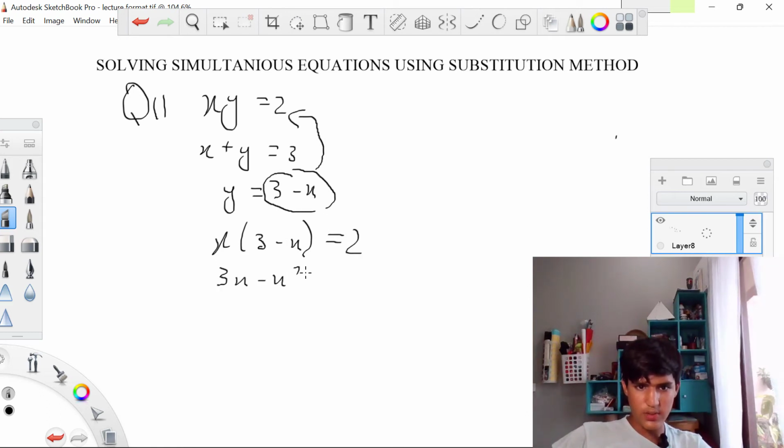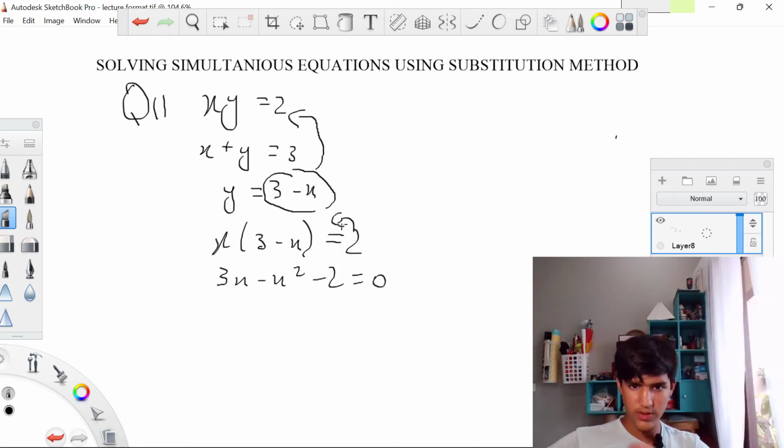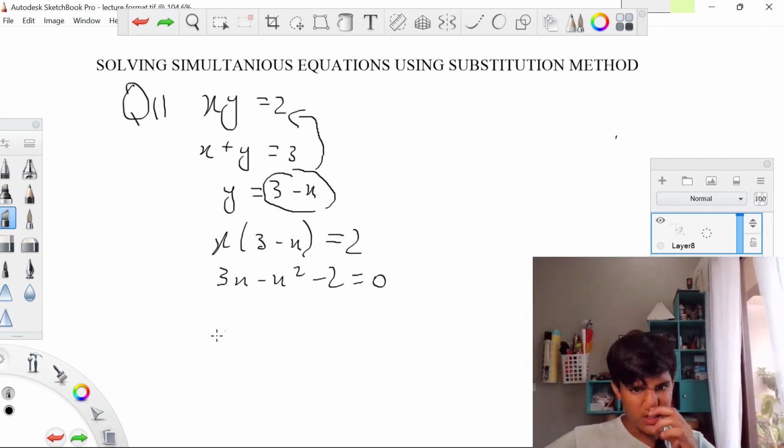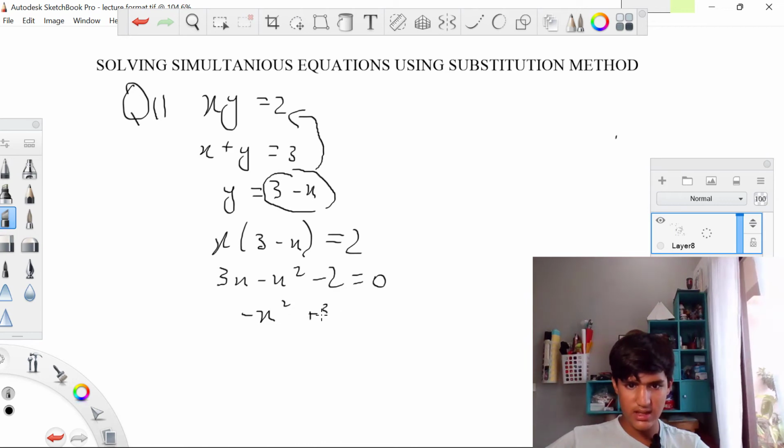3x minus x squared minus 2 is equal to 0. So I move the 2 from the right side of the equation to the left side. If we rearrange this, x squared plus 3x minus 2 is equal to 0.